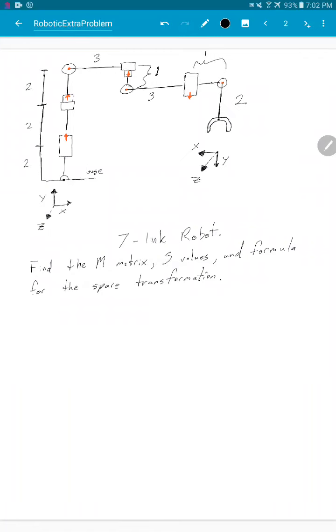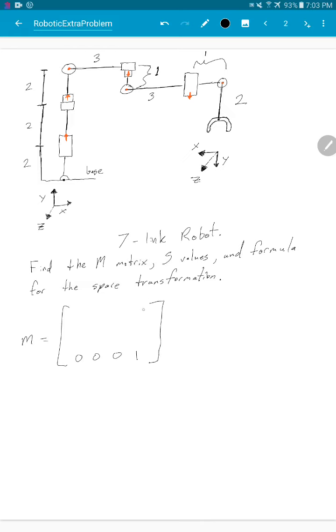Okay, I'm going to show how to solve this problem. The first step is to find the M matrix. So the M matrix will be a 4 by 4, and we already know that the bottom row is going to look like this.